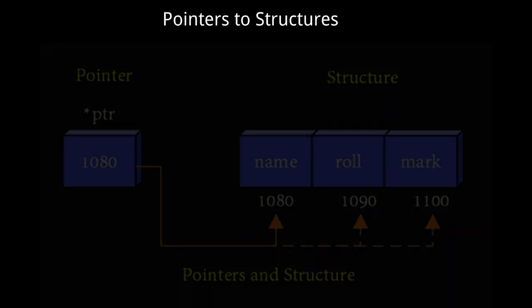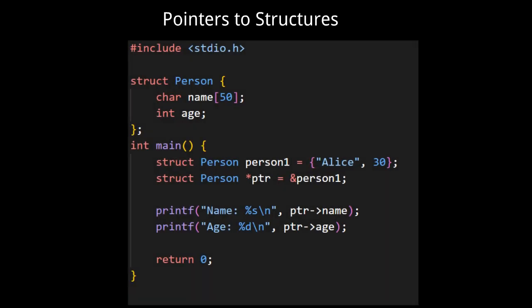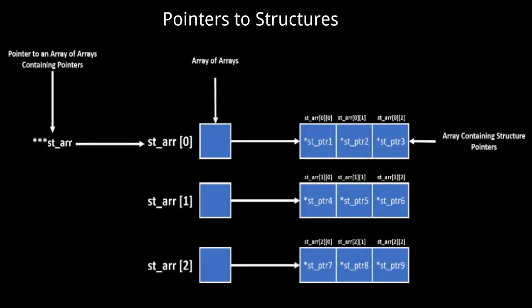Pointers can also point to structures. This is useful for dynamic structures and linked data structures. Here's an example. In this example, ptr is a pointer to a person structure. We use the arrow operator to access the structure's fields via the pointer. This allows us to efficiently handle and manipulate structures, especially in dynamic and complex data structures like linked lists.